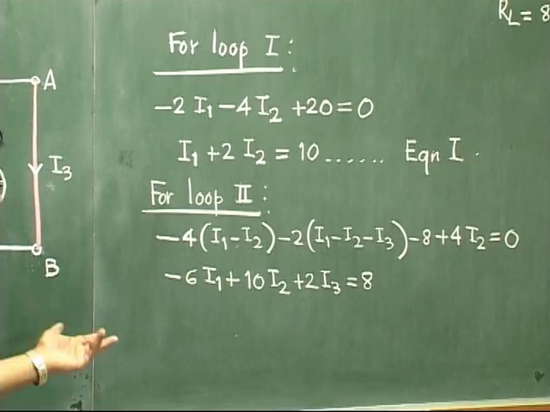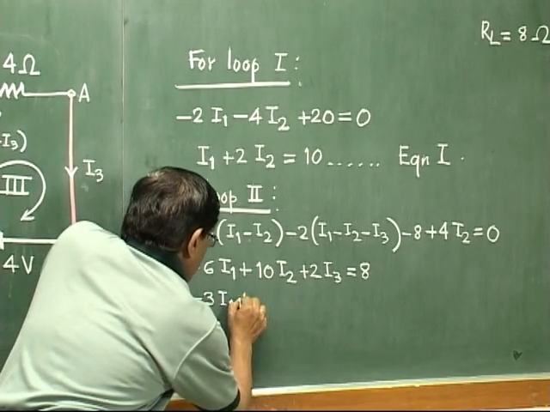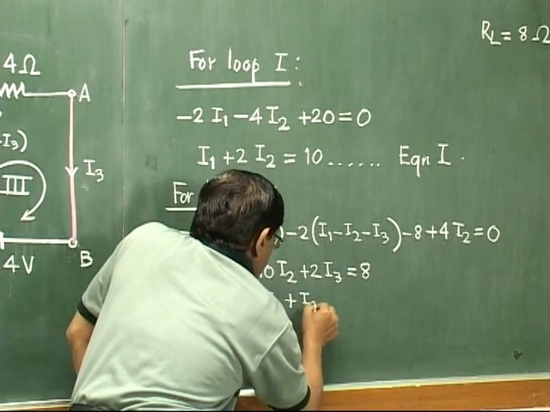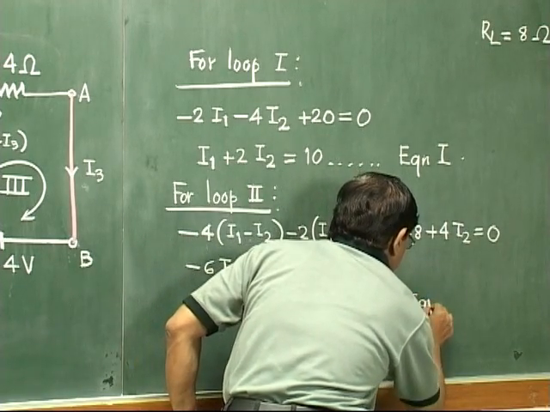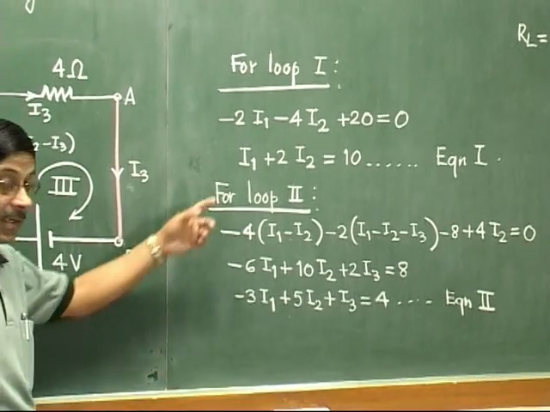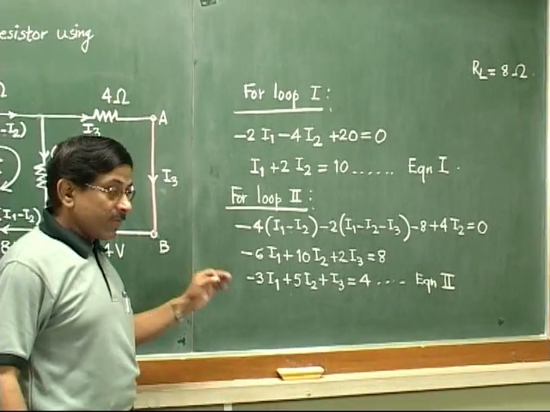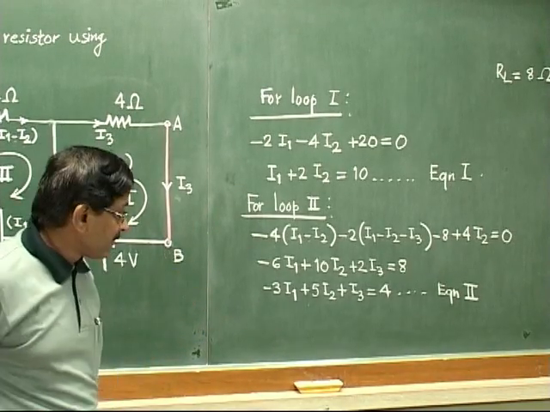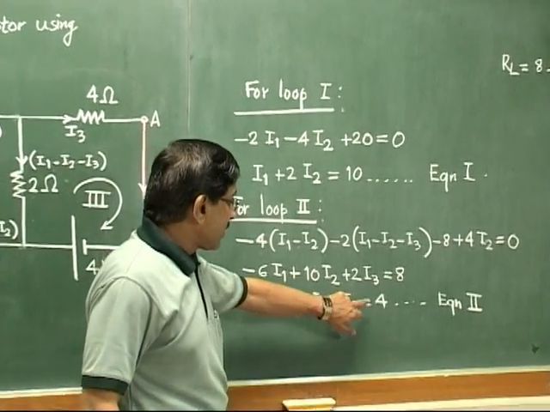Further we can simplify if we divide by 2. So it will be minus 3I1 plus 5I2 plus I3 equal to 4. So we can say that this is our equation 2. Okay. So let us every time check whether we are writing properly in each step. Otherwise, making mistake of even simple sign plus or minus would make our entire solution wrong. So dividing by 2, minus 3I1 plus 5I2 plus I3 equal to 4.